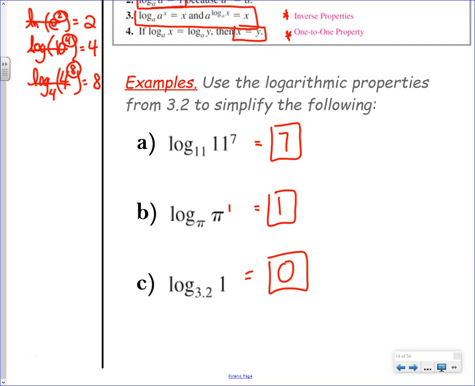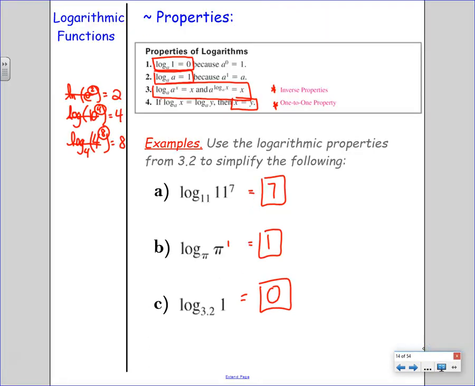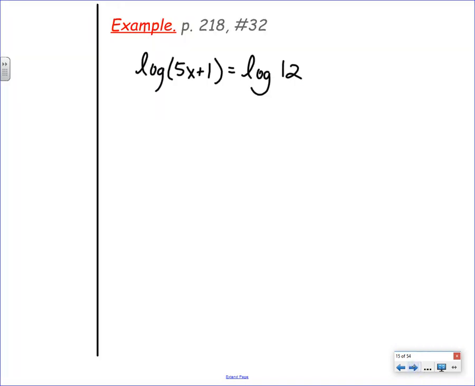Okay, those are just using properties. That's not using your calculator, not using any crazy tricks necessarily. It's just, remember this whole chapter filled with puzzles? We just gotta know the rules. So let's see if it gets any harder.